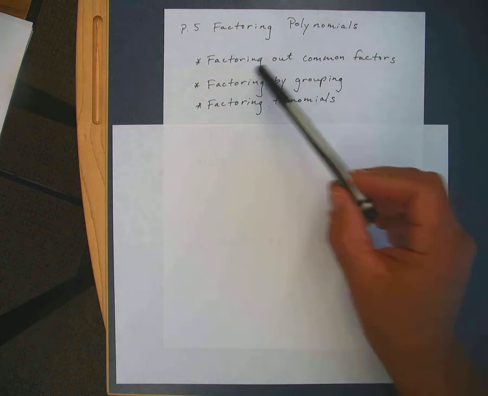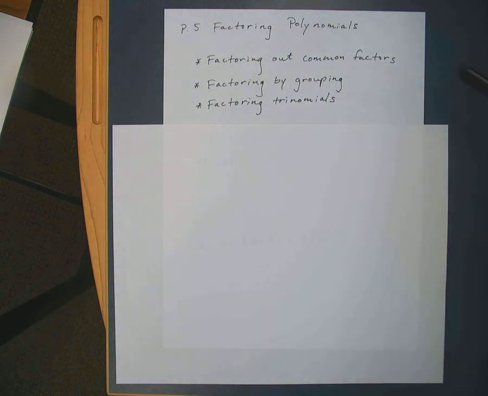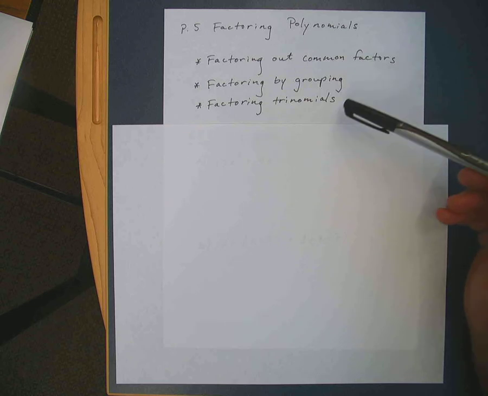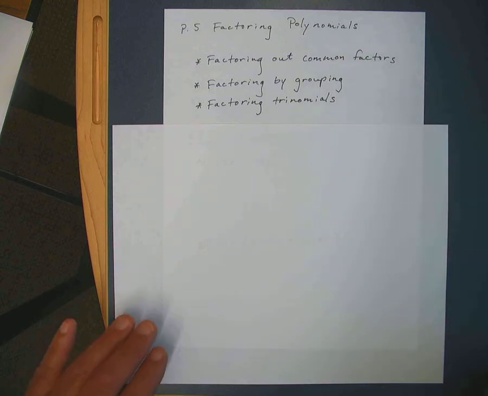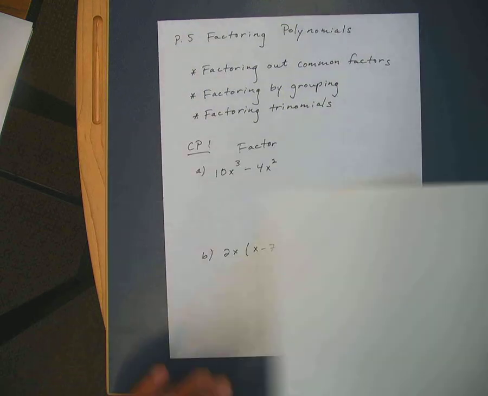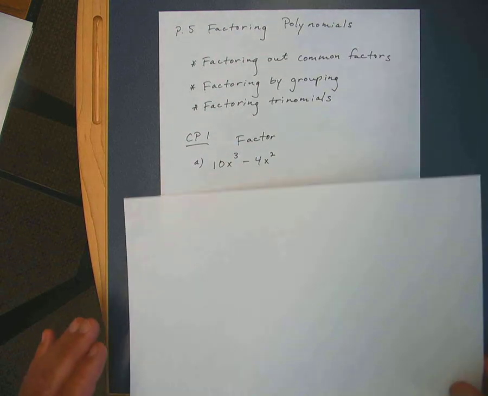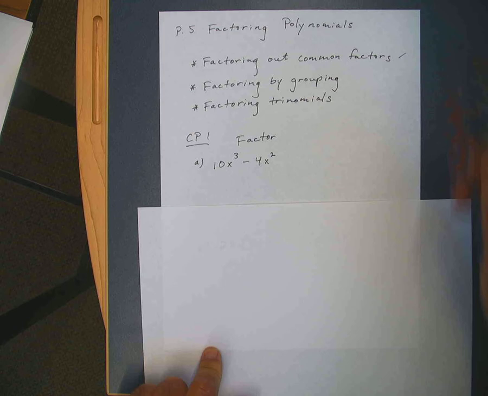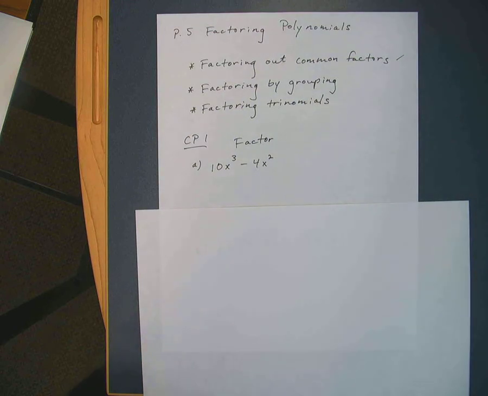The first is factoring out common factors. Whenever you're factoring, that's the first thing you should do. Always look for common factors before you look at any of the other methods. Take out any common factors. The second one we'll look at is factoring by grouping, and then factoring trinomials. We'll start with looking at the first factoring technique, and that's factoring out common factors.